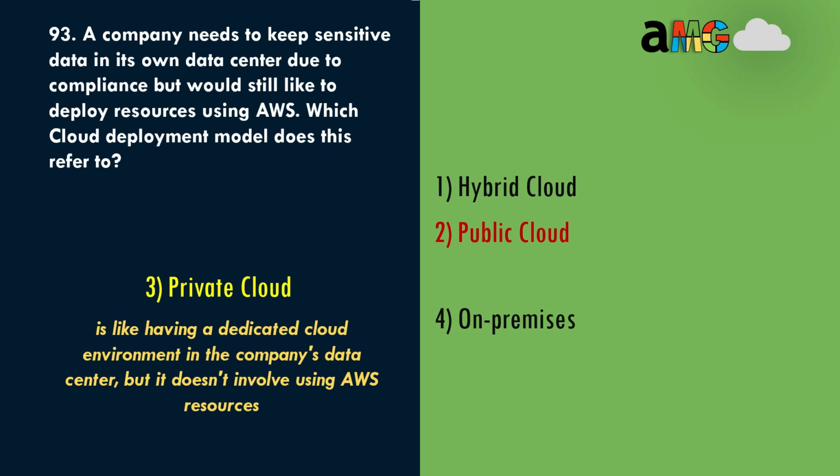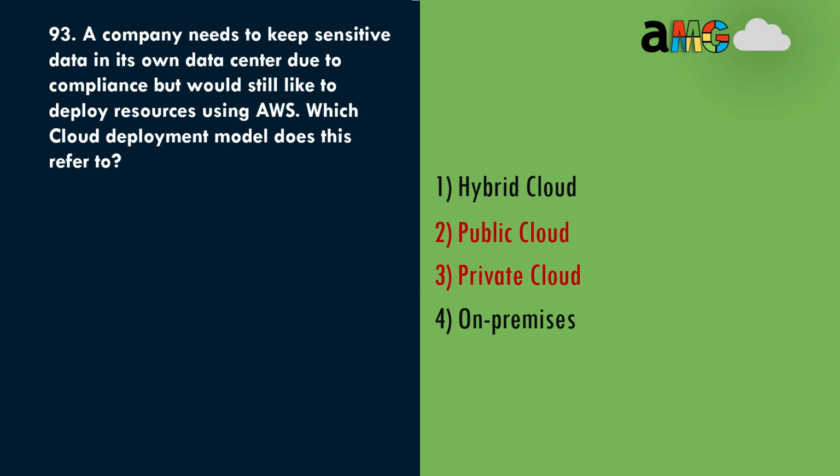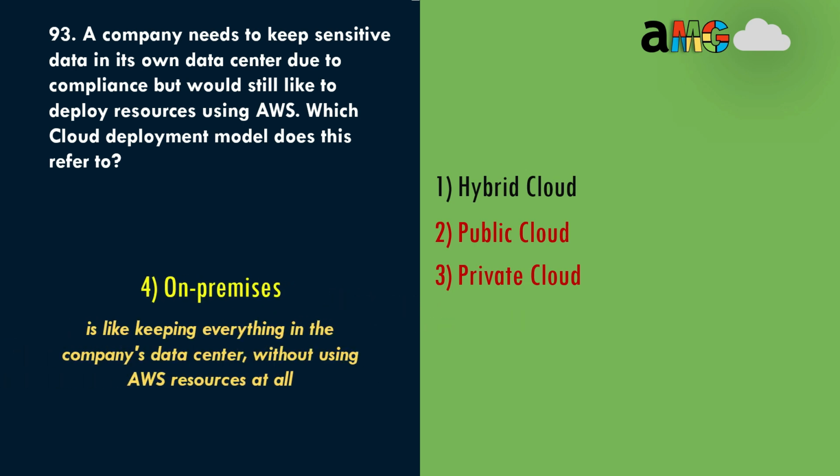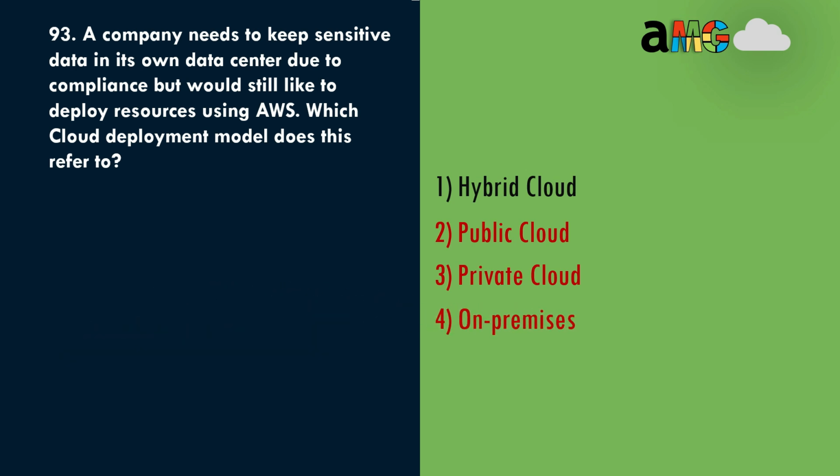Option 3, private cloud, is like having a dedicated cloud environment in the company's data center, but it doesn't involve using AWS resources. Okay, so this is also the wrong answer. Option 4, on premises, is like keeping everything in the company's data center without using AWS resources at all. So this is also the wrong answer.